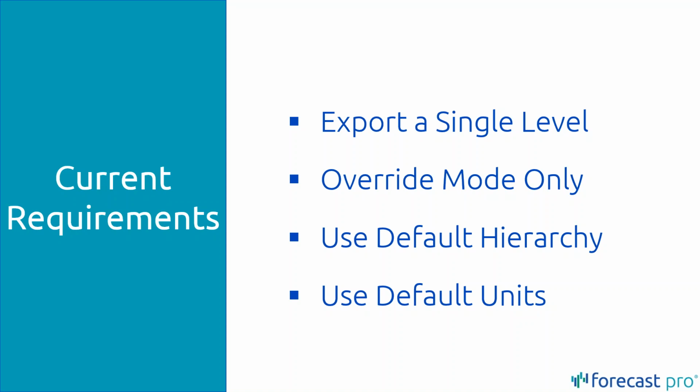Also, we currently need everything to go in the default hierarchy and the default units. So the base units, base hierarchy, that's all we will export at this point. We're currently looking into expanding that so that you can export in multiple hierarchies or in multiple units. That is something that is being worked on now and will probably be added to a future release. But as it stands right now, the data has to be exported in the default hierarchy and the default units.